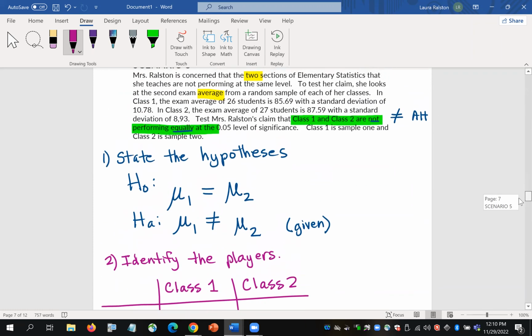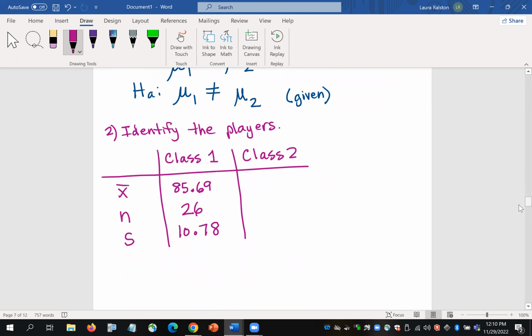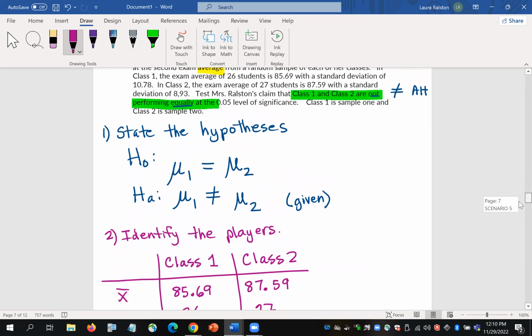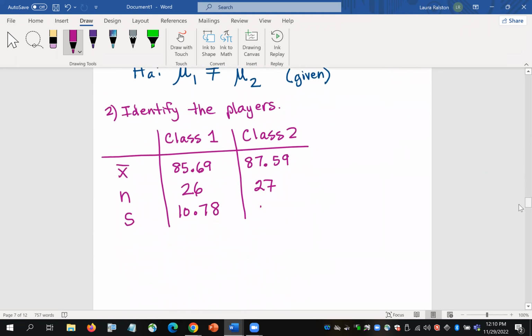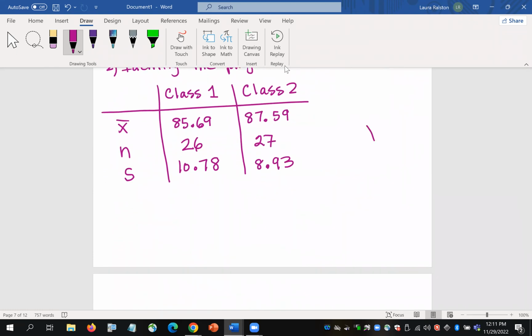If I continue reading, in class 2, the exam average of 27 students is 87.59. So for class 2, my average is 87.59. We had 27 students, and the standard deviation is 8.93. It may help you to organize the data into a table. We also need the level of significance, which is alpha equals 0.05.